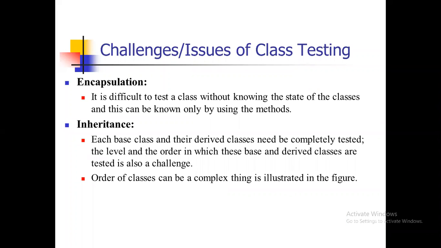Then inheritance. In inheritance, each base class and its derived classes need to be completely tested. It is necessary that each base class and its derived classes should be tested completely. The level and the order in which the base class and the derived classes are tested is also a challenge. In which order we have to test the base class and the derived class is a challenging thing in class testing. The order of classes can be a complex thing.